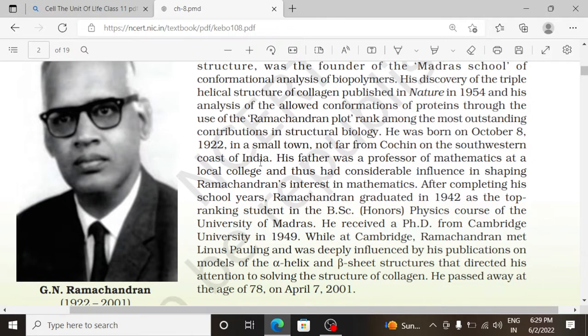He was born on 8 October 1922 in a small town not far from Cochin on the southwestern coast of India. His father was a professor of mathematics at a local college and thus had considerable influence in shaping Ramachandran's interest in mathematics.